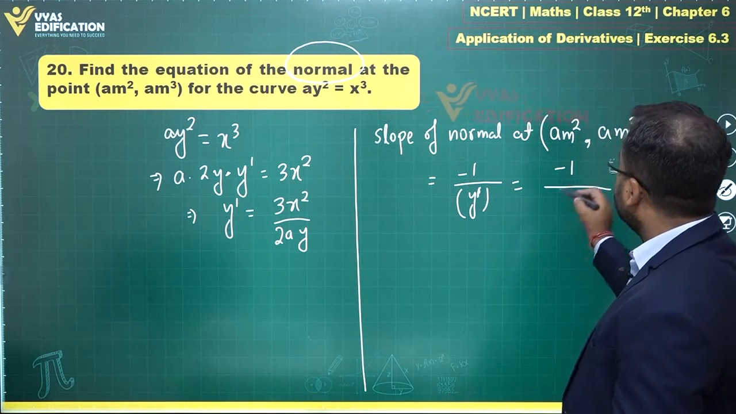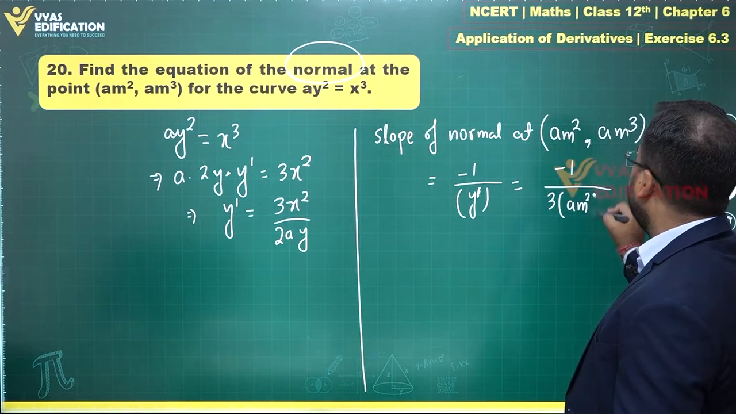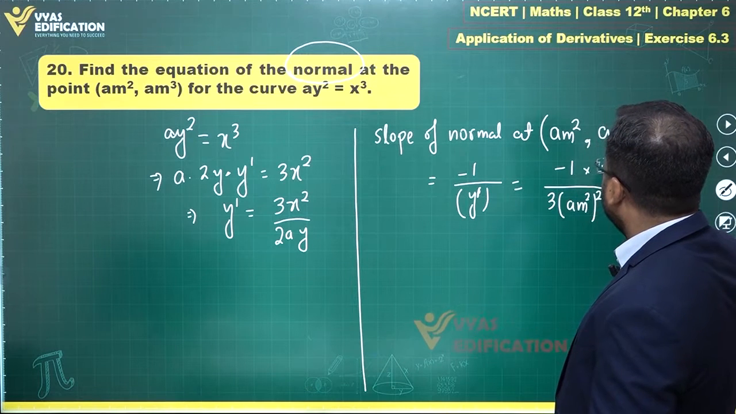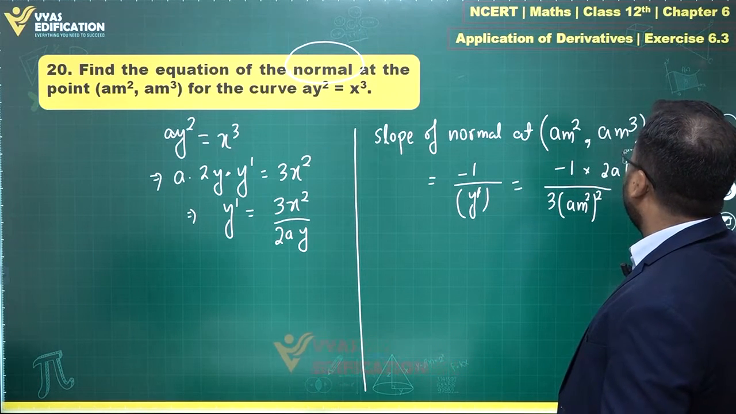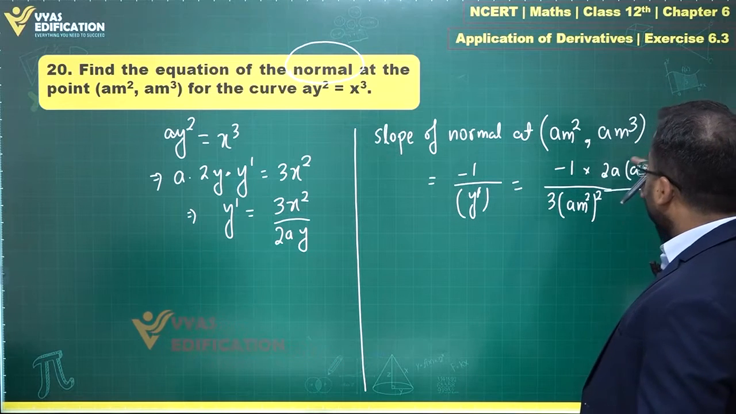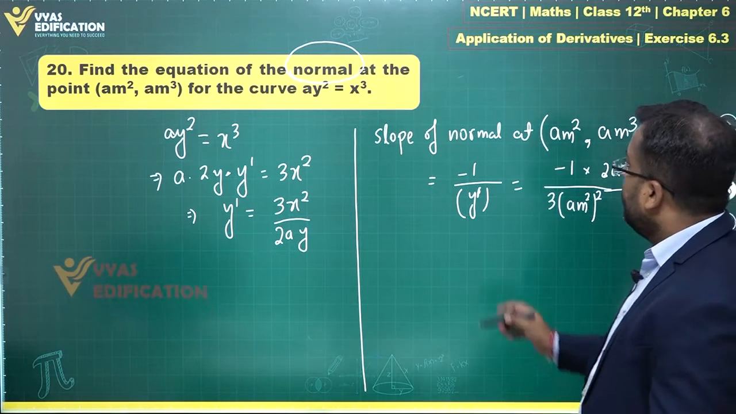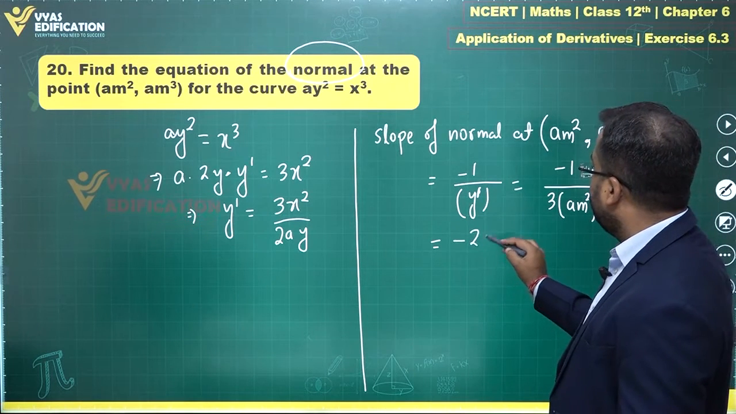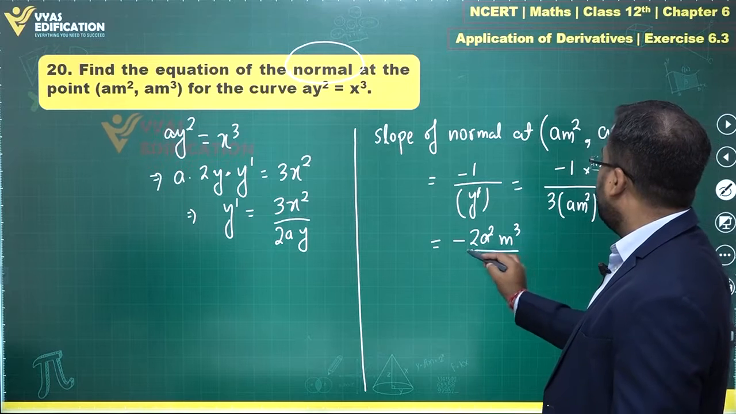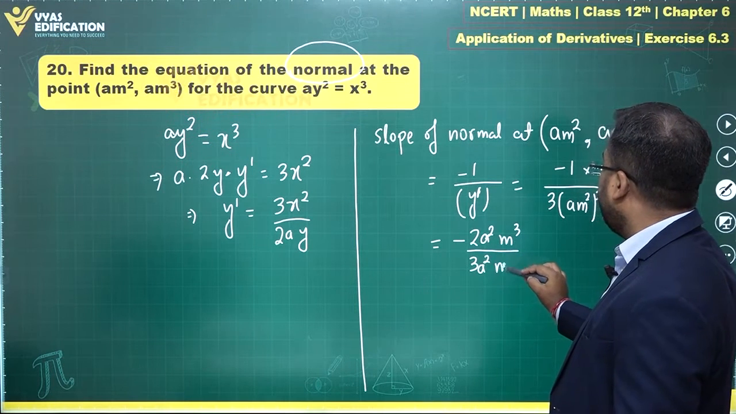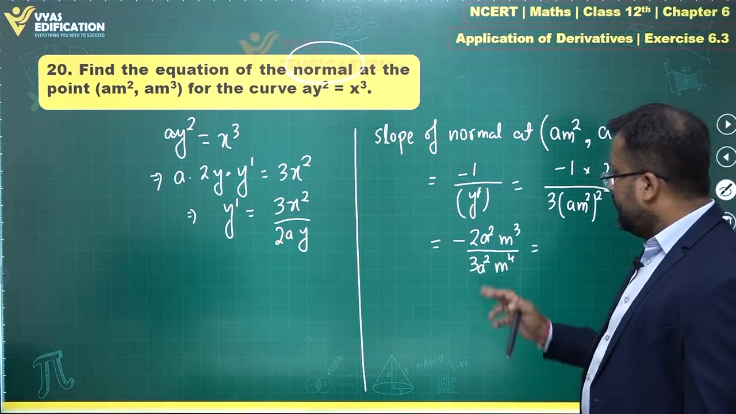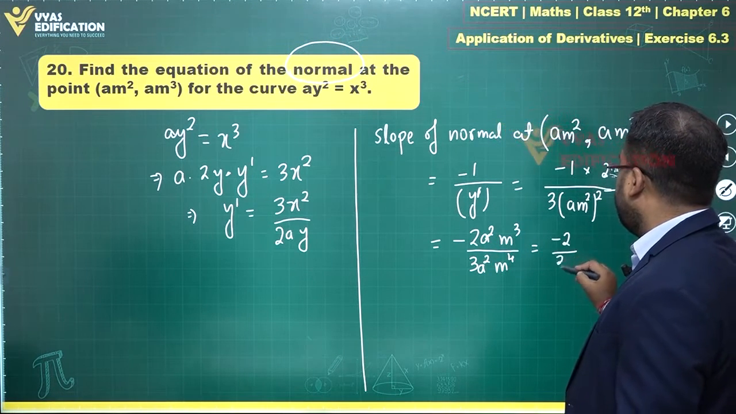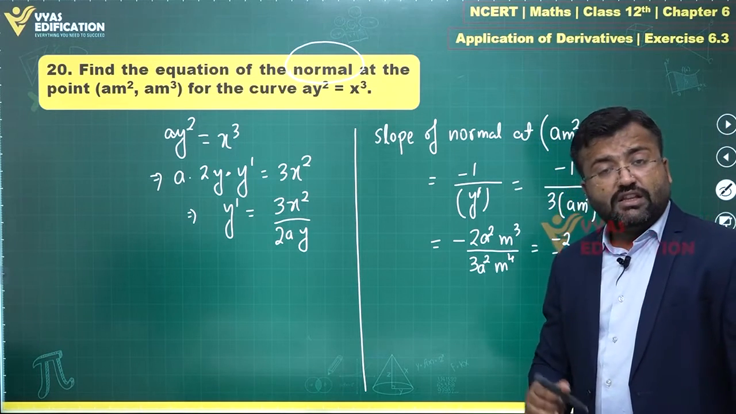3x square. So this becomes 3 times a m square and its square. In the denominator you had 2ay, which will go over here in the numerator. This becomes 2 times a times y, which is a m power 3. This is what you will get, right? And from here the slope will be equal to what? This is minus 2a square m power 3 upon 3a square m power 4, which is equal to what? This is 2 by 3, a square goes, m power 3 also goes, this is minus 2 upon 3m. This is what you get. This is the slope of normal.